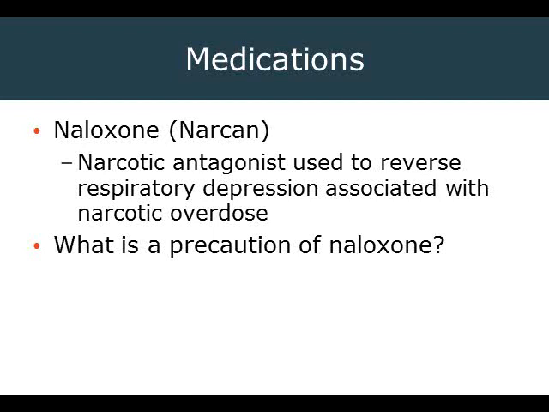Naloxone or Narcan, this is a narcotic antagonist. And it's used to reverse respiratory depression associated with narcotic overdose. It is not used to completely knock out their high, because if you take away their high, you're going to end up with a very angry patient that you probably don't want to have to deal with. But the way that you should basically use this drug is you do what we call titrate. You give them a little bit at a time until their respirations come up.